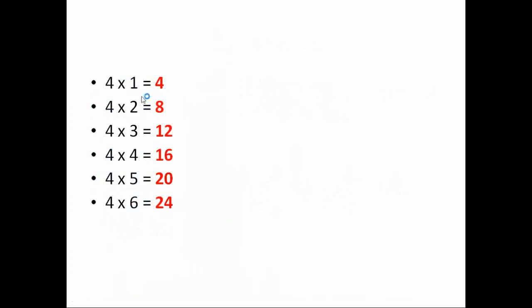Now let's look at an example of the multiplication table of 4. 4 times 1 gives us 4. 4 times 2 gives us 8. 4 times 3 gives us 12. 4 times 4 gives us 16. 4 times 5 gives us 20, and 4 times 6 gives 24. Now here you see, according to the definition, we are multiplying a number with the counting numbers to get a multiple.